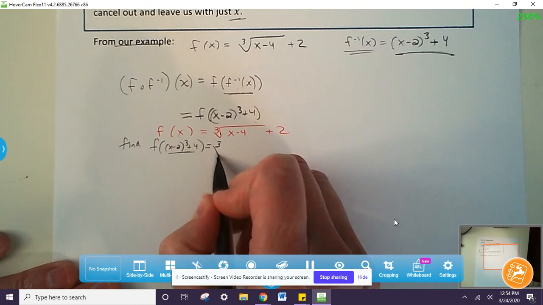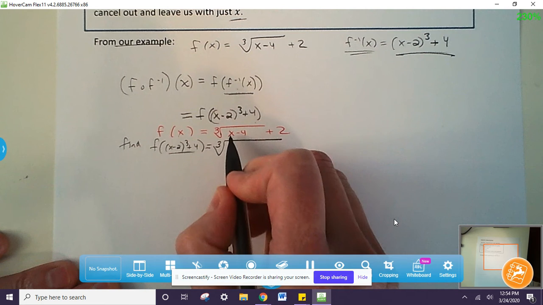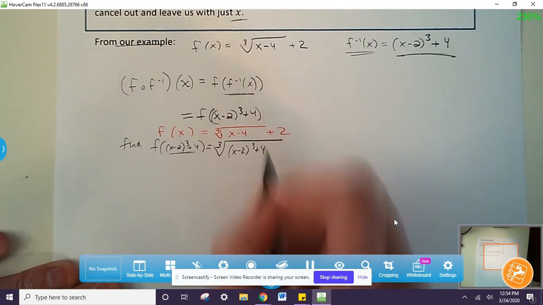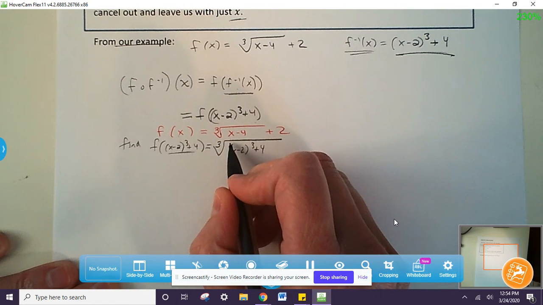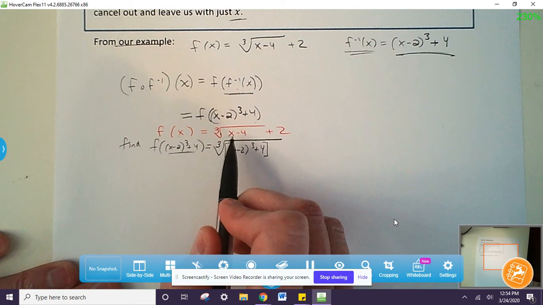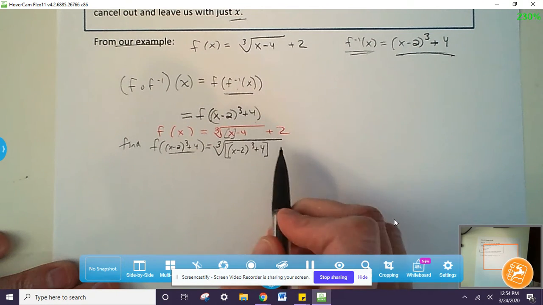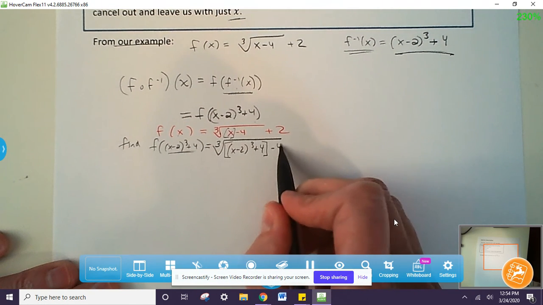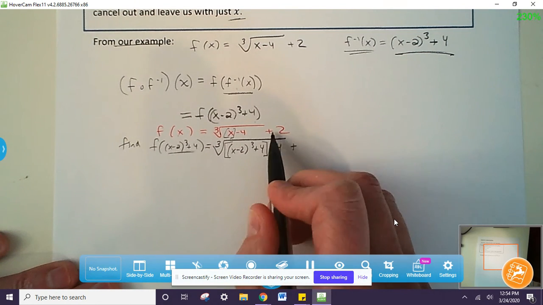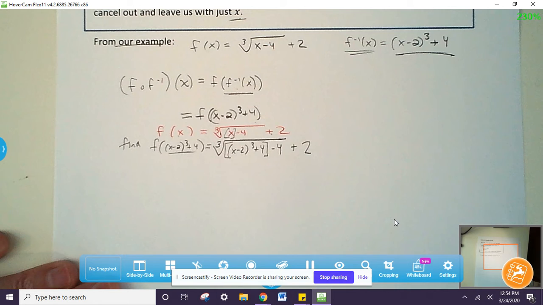So I'm going to keep the cube root. I'm going to replace x with this entire thing. I don't actually need parentheses around it, but I'm going to go ahead and throw some brackets in just so I know that that's what I replaced x with. Then I have to keep that minus 4 that's underneath the radical. And then I have to keep that plus that's outside and keep that 2 that's outside. So take a look before you continue.